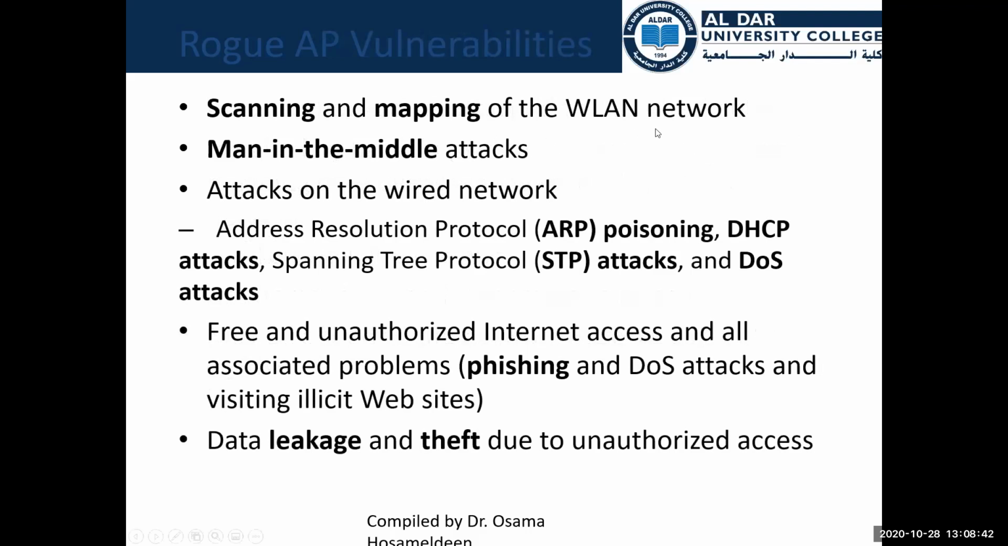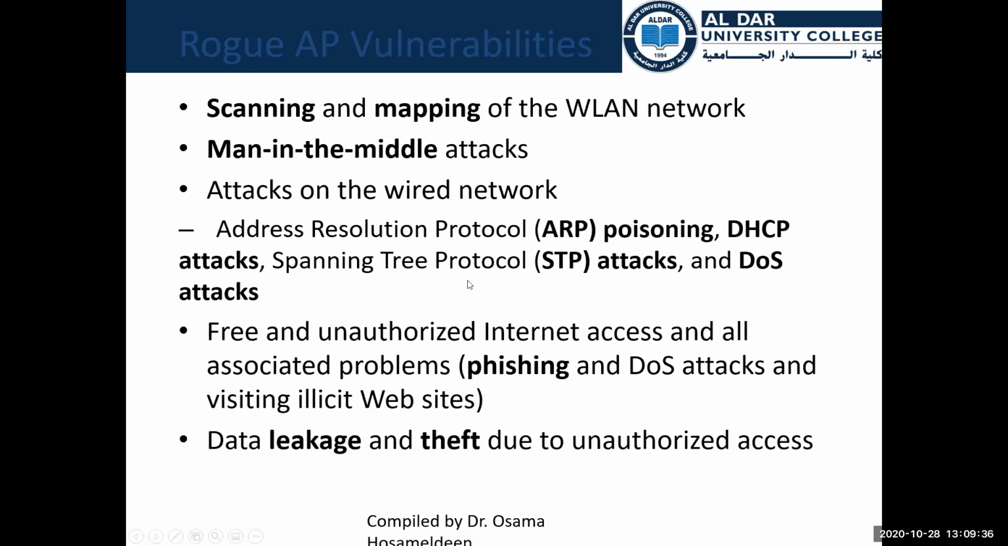Actually, scanning and mapping the WLAN network, man-in-the-middle attack, all these can be done with the rogue access point. Man-in-the-middle attack, address resolution protocol. ARP is simple, just to collect the MAC addresses. It works in the data link layer, the lowest layer above the physical layer. In the data link layer, they collect the physical addresses of the devices. Okay, and this can be poisoned. You can search for address resolution protocol poisoning and you will find the details about this attack.